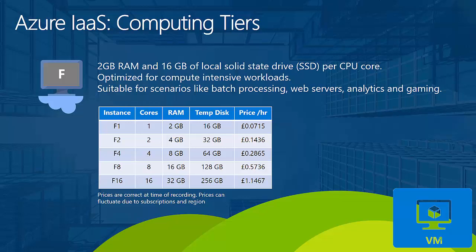Personally, for me, this tier represents a much simpler understanding because the numeric value after the series letter now actually represents the amount of cores you're getting. I realize that this was a cause for confusion and I'm pleased to say that moving forward, all new tier releases will adopt this model. The F-Series can achieve clock speeds of up to 3.1 GHz and are a smart choice for batch processing, web, analytical, and gaming scenarios.